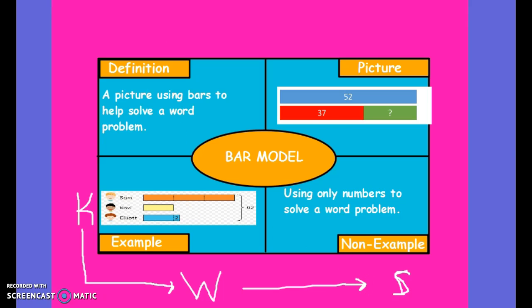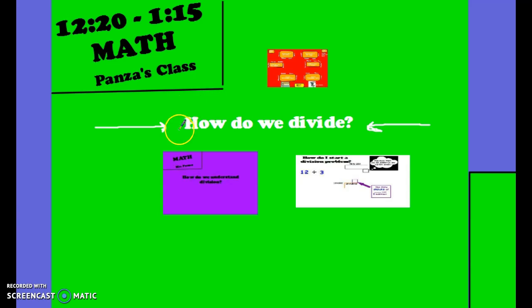So hopefully understanding these definitions will help us understand how we divide in this unit.